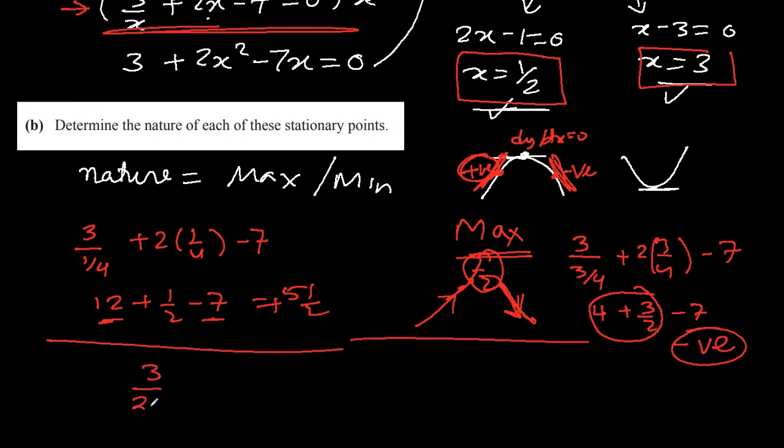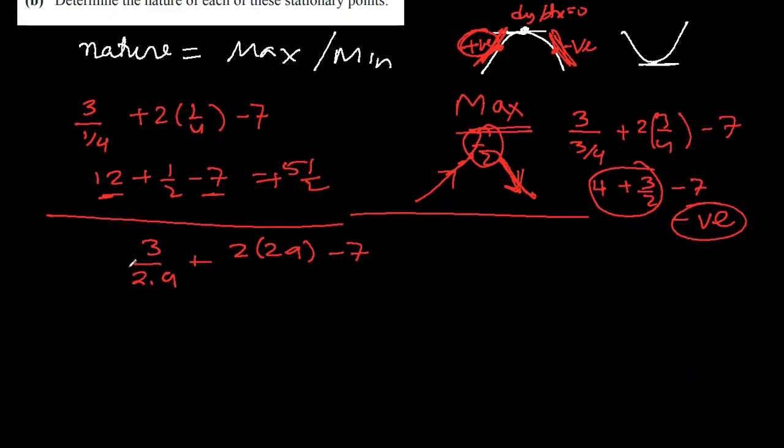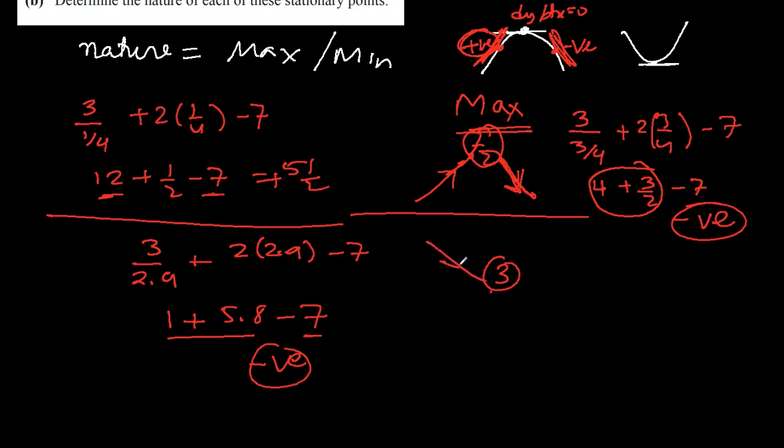3 over 2.9 plus 2 times 2.9 minus 7. So 3 over 2.9 is almost 1. Let's call it 1. You can use your calculator, okay? I'm just rounding off. 2 times 2.9 will be 5.8, so it will be 6.8 minus 7, negative. That means before x is 3, the graph is decreasing because the gradient is negative on its left.